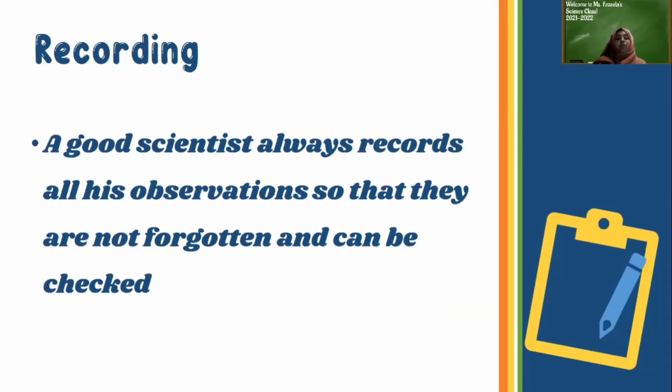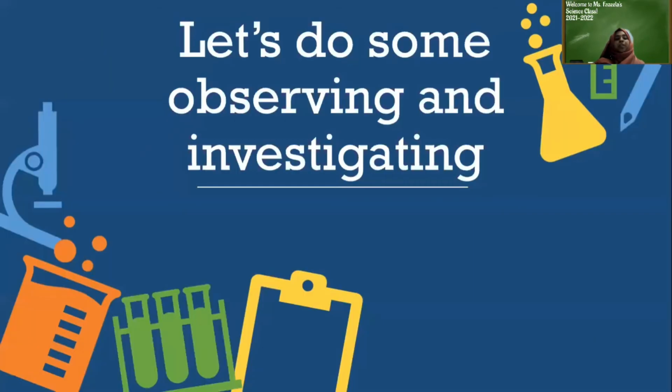Now, a good scientist always records all his observations so that they are not forgotten and can be checked. So we are doing it for two reasons. One, that we might forget, right? You check the measurement and then you forget how much it was. So you write it down, and you will not forget. You can check it back, right? Even others can check your work, because maybe there is someone else who wants to repeat the experiment. So they can compare it with yours.